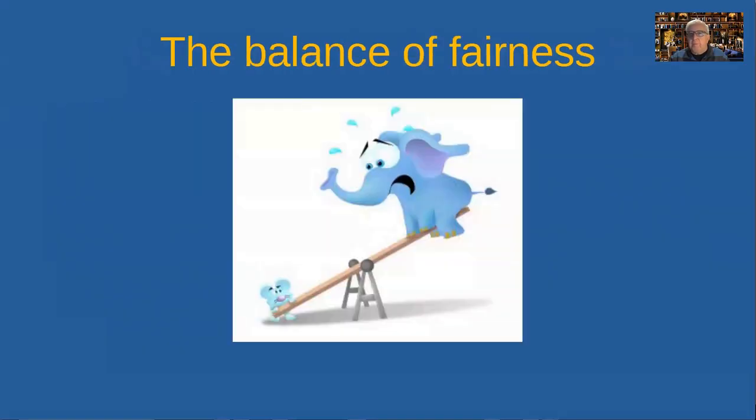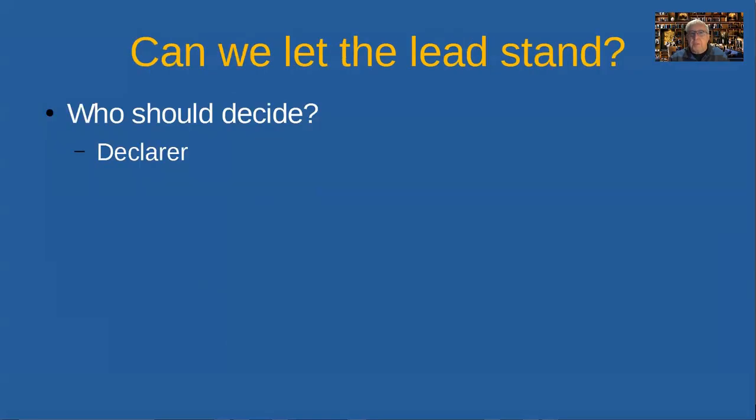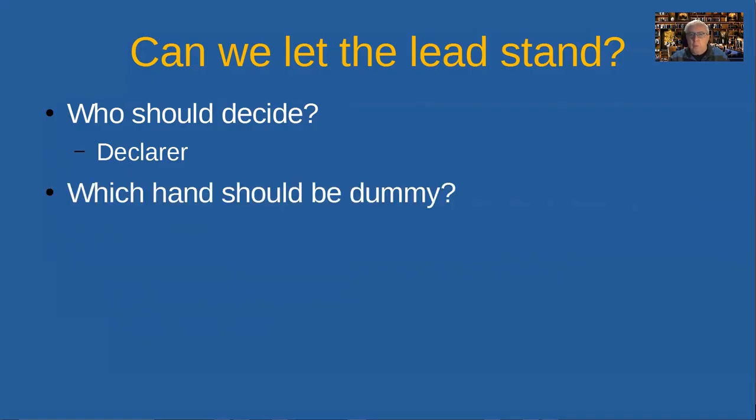And if you remember, when it comes to fairness, is it going to be the elephant that makes a mistake, or the mouse that could bear the brunt of the mistake? It's obviously going to be the mouse, isn't it? So the person who decides whether or not to accept that opening lead from the wrong place is going to be the declarer.